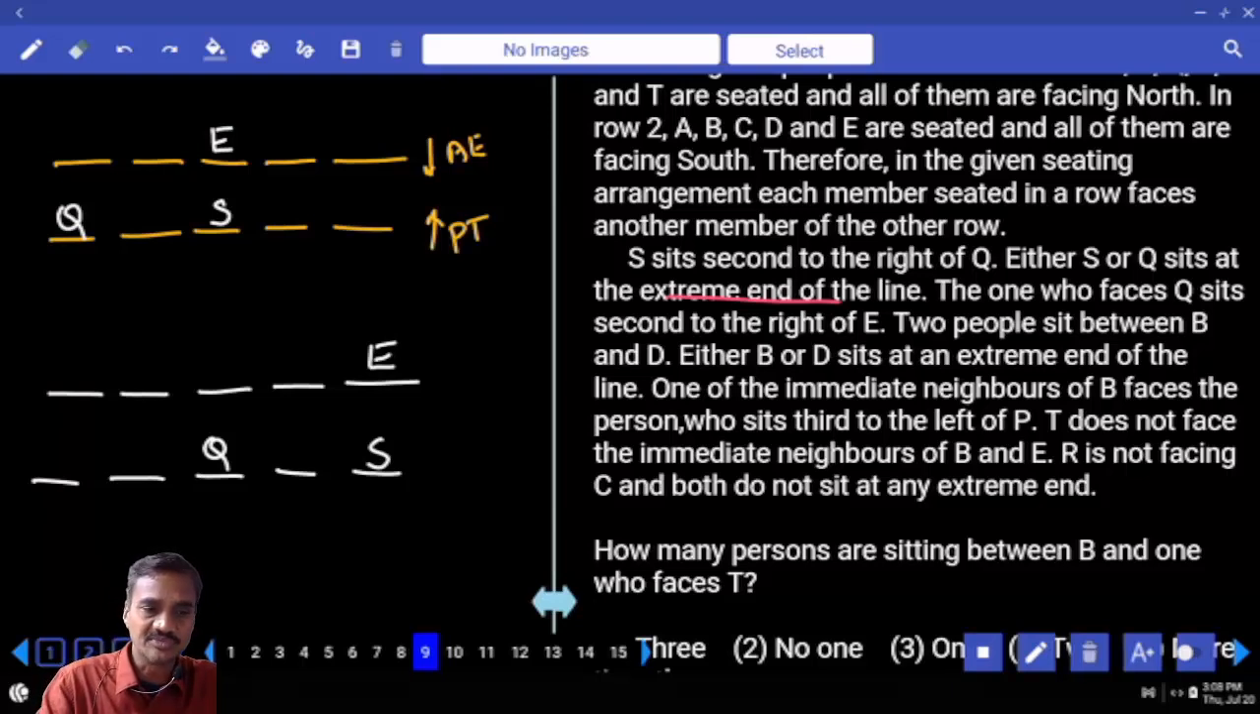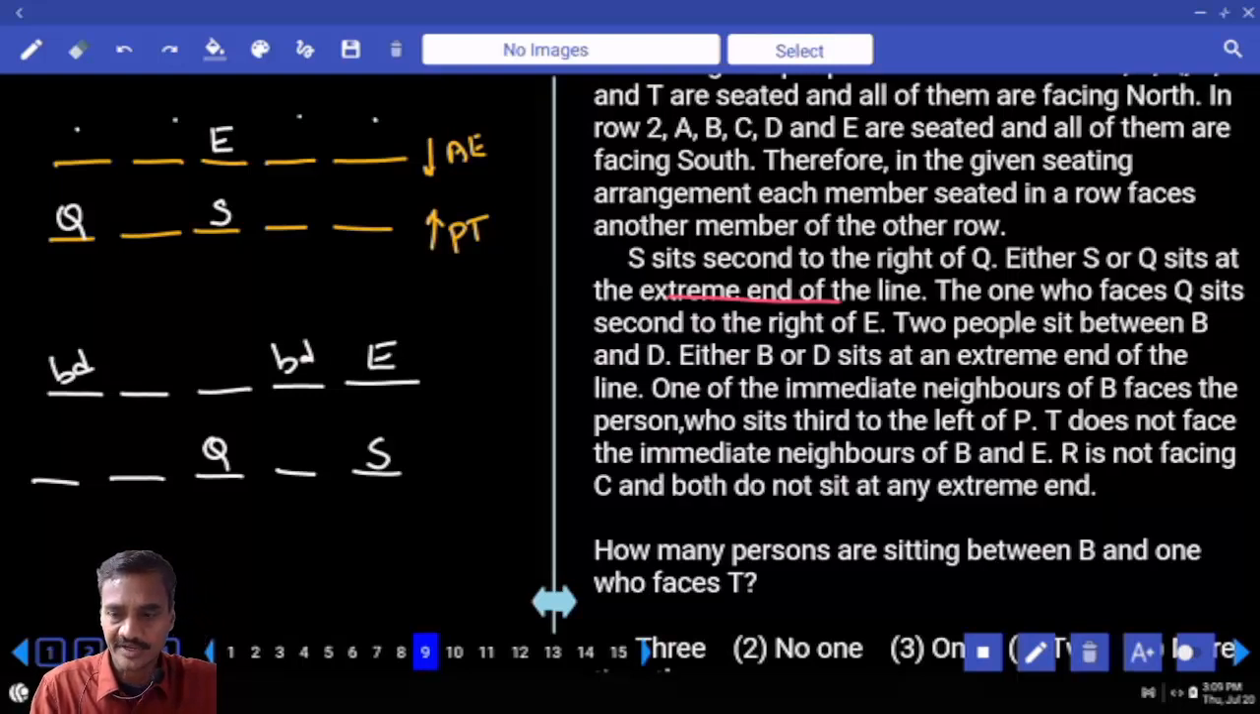And there are two persons between B and D. In between B and D, how many people? Two people. Now, two persons in between B and D, and either B or D sits at the extreme end of the row. Now here in this case we are getting two different possibilities, isn't it? And in the second one we have got only one possibility here, and either B or D.